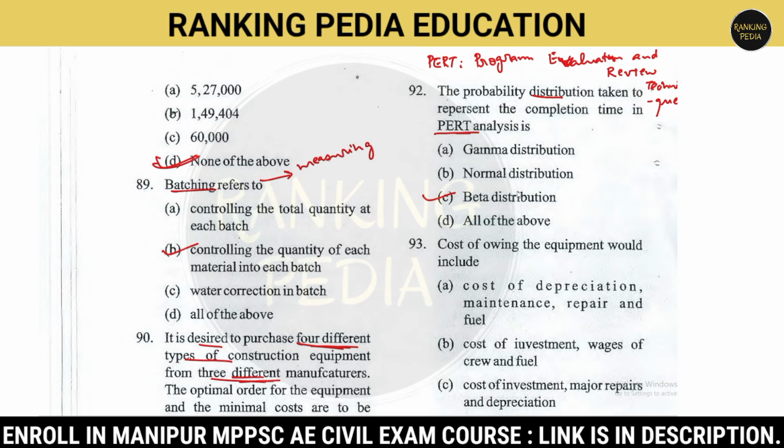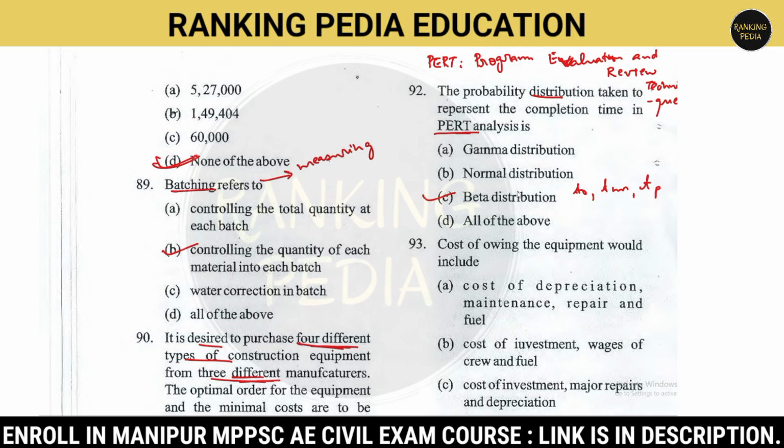Because beta distribution is flexible and can account for the uncertainty in your optimistic time, in your likely time, your pessimistic time, which is PP.